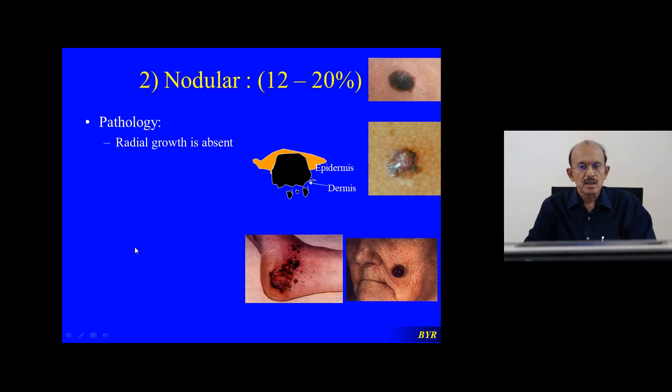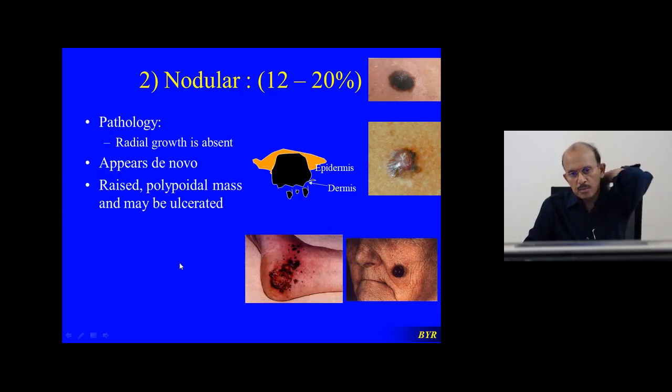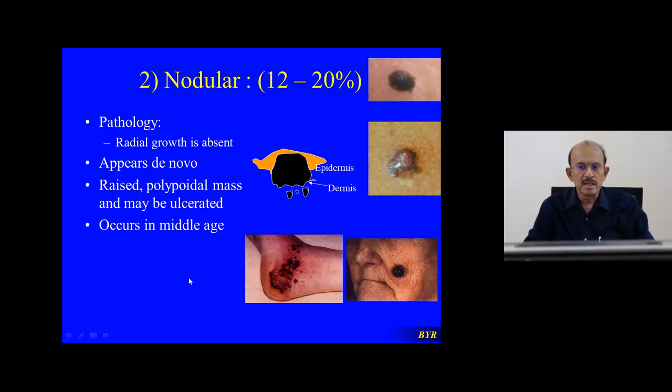Pathology. Radial growth is absent. Radial growth means lateral growth is absent. These nodular lesions have a predilection to spread depth-wise. Appears de novo. Presents like a raised polypoidal mass and may be ulcerated. Occurs in middle age. Most malignant. Usually occurs on the trunk, head, or neck.